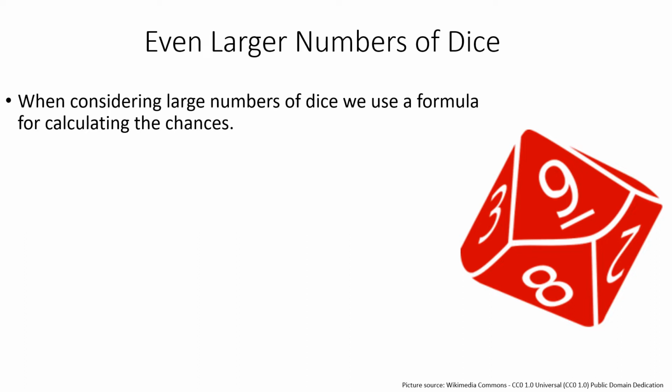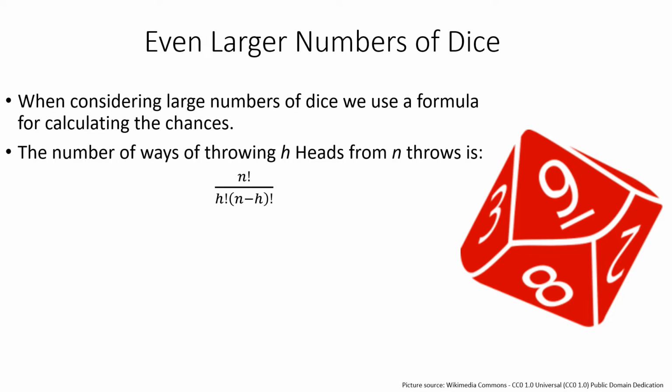And so thinking about these larger numbers of throws, or this larger number of dice, it would be quite handy to have a formula, especially if we go off the bottom of Pascal's triangle. And so we have this combinatorics formula here. So if we have n throws, then we'll have n factorial on the numerator, so that's all the possible combinations, divided by h factorial and n minus h factorial, h being the number of heads.